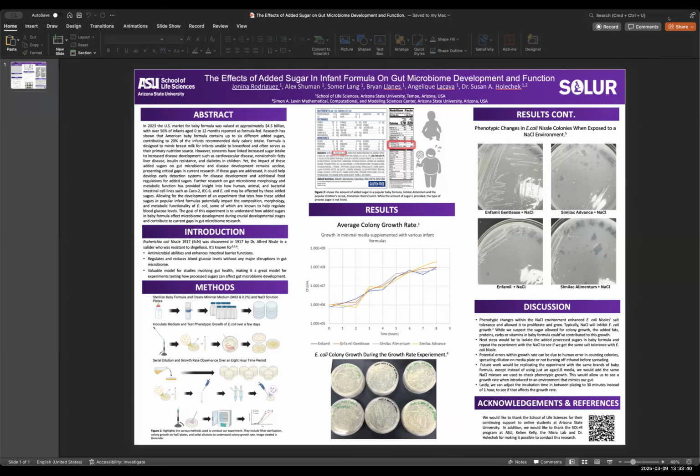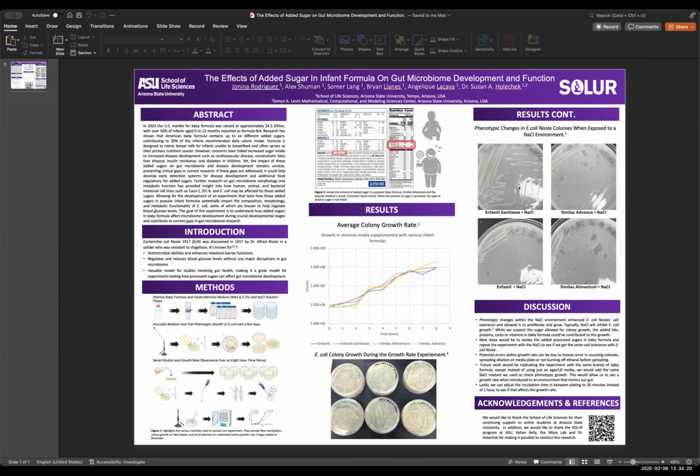So during immersion last year, we basically set up 2 different types of experiments. One was to test how E. coli Nissle functioned in the presence of processed sugars in a salt environment that mimicked our intestinal environment. So we basically created 4 different agar plates. We put the E. coli on there with the processed sugars in the agar. And we tested Enfamil Gentle Ease, Similac Advance, regular Enfamil, and then Similac Alimentum, because those are the more common baby formulas that you'll find in the US.